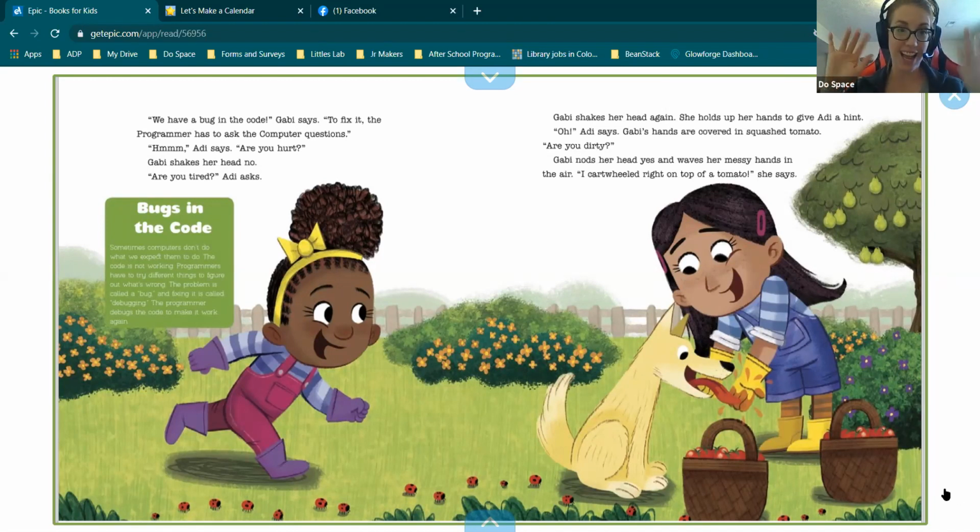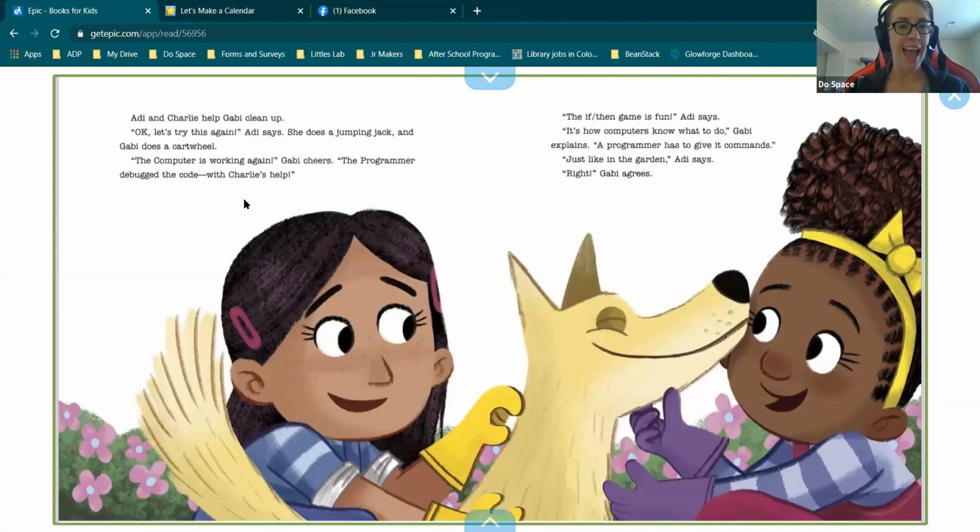Oh my goodness. So she had dirty hands. She couldn't keep doing cartwheels. And what's their dog Charlie doing? He's licking up all that tomato mush. What a good dog Charlie is. Addie and Charlie help Gabby clean up.